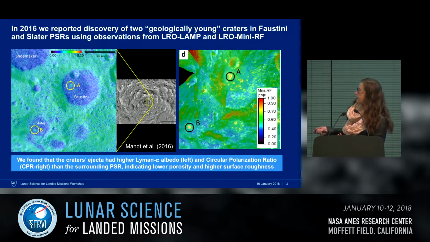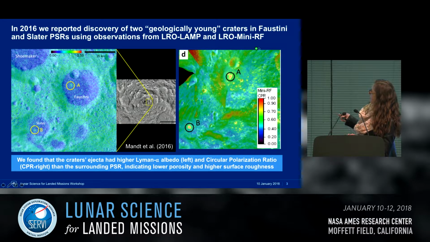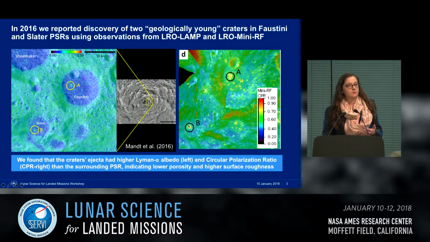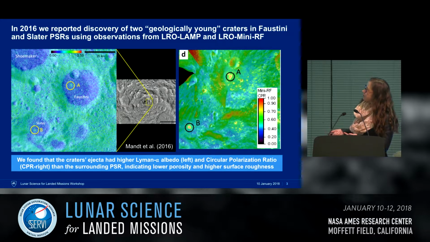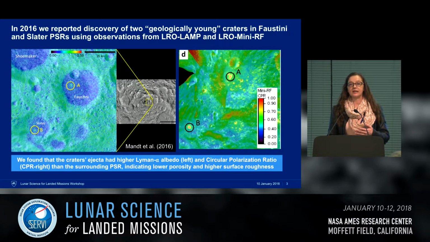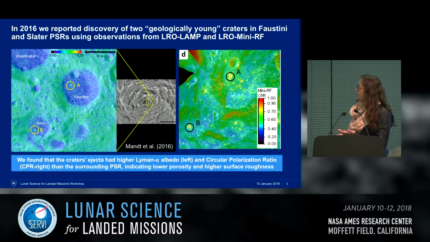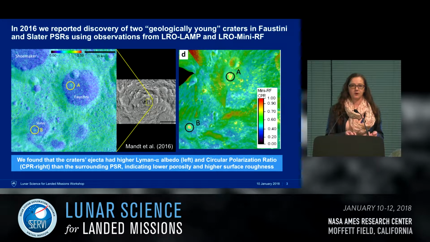Now, we looked at the mini RF observations, the CPR of these two craters as well, and the ejecta blankets of both of these craters are also bright in CPR. Now, the CPR could indicate water ice, or it could be bright because of surface roughness, and in this case, it's most likely bright because of the surface roughness of two geologically young craters. So here, we have two locations within PSRs which are already interesting because they're permanently shaded regions. They probably have volatiles, but we also have two geologically young craters that we could explore in one location.